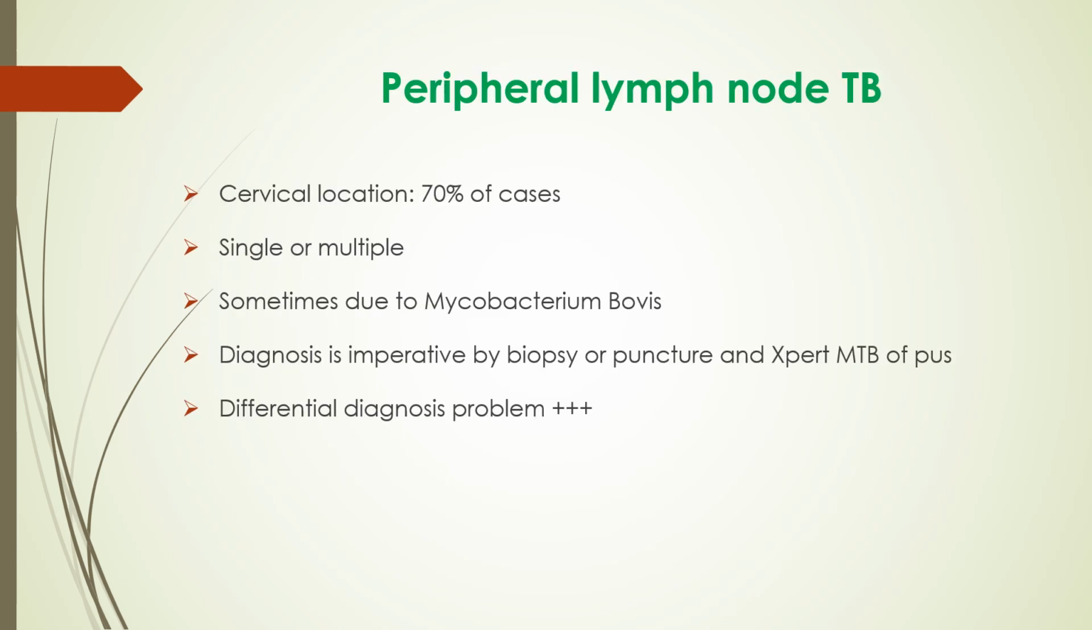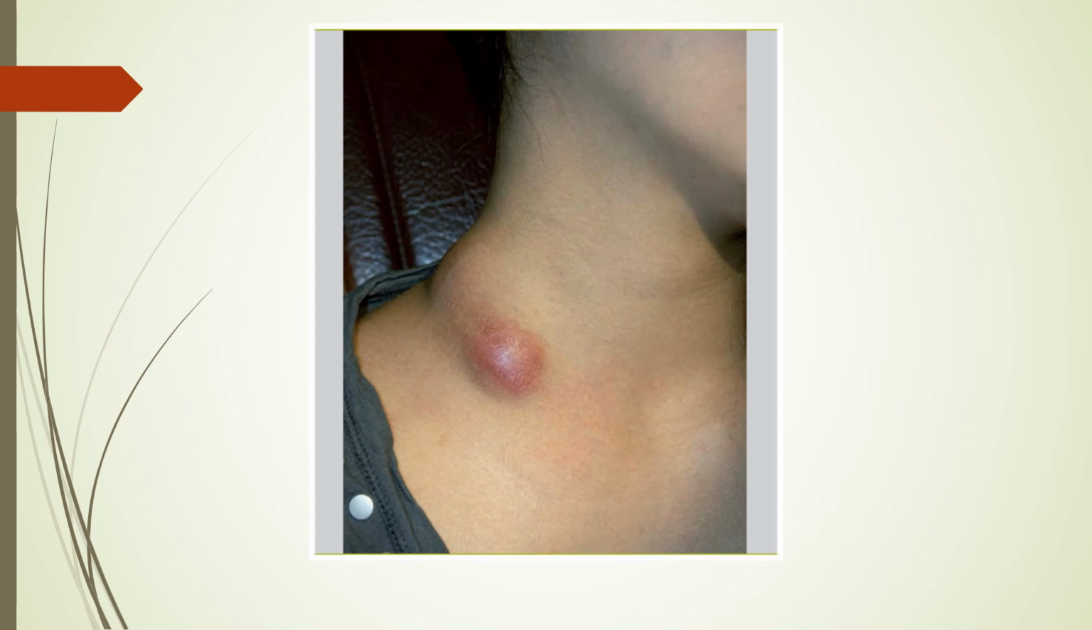So, first, peripheral lymph node TB. The cervical location is the most common, with 70% of cases. It could be single or multiple, and it is sometimes due to Mycobacterium bovis, as we have said before, among children with digestive infection. The diagnosis is imperative by biopsy or puncture and the Xpert MTB/RIF. And we have a problem of differential diagnosis with other diagnoses. As we can see here, we have lymphadenopathy with some signs of inflammation.